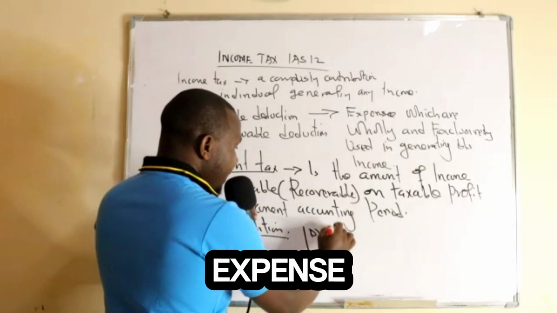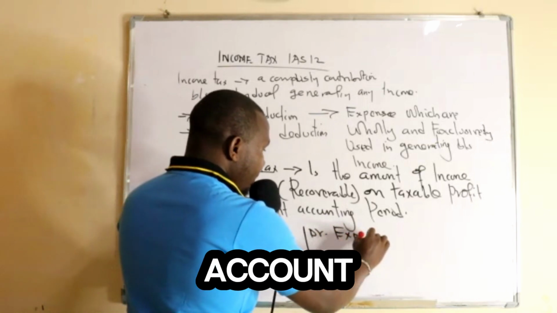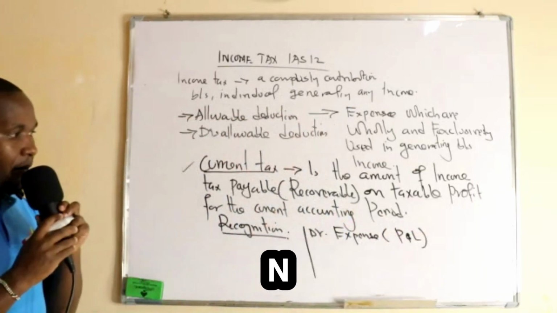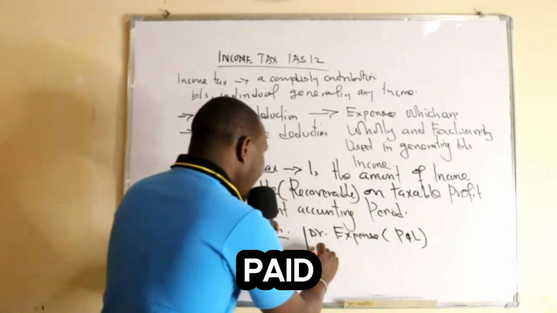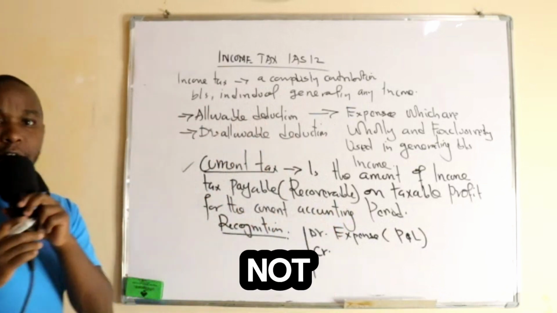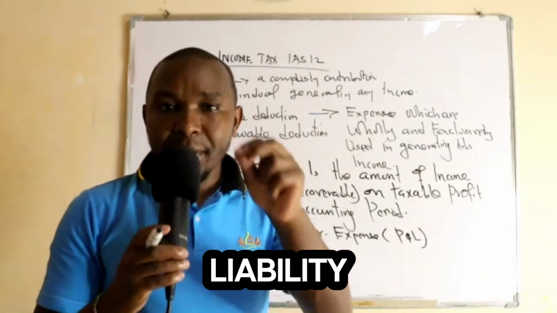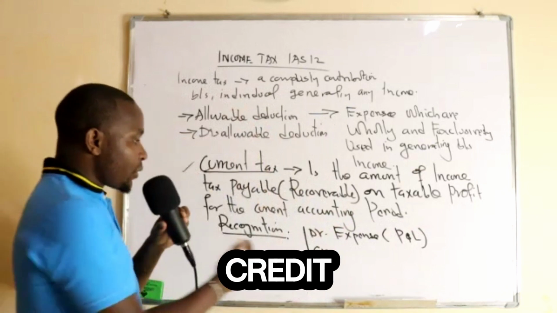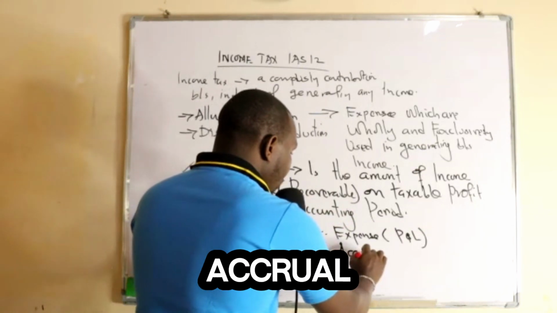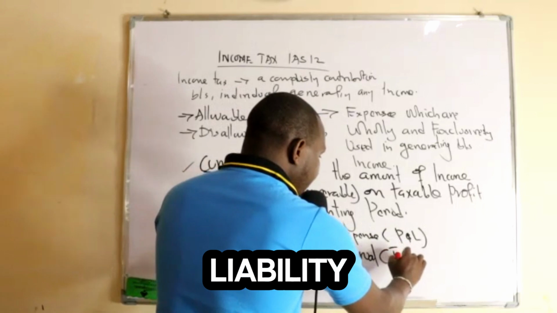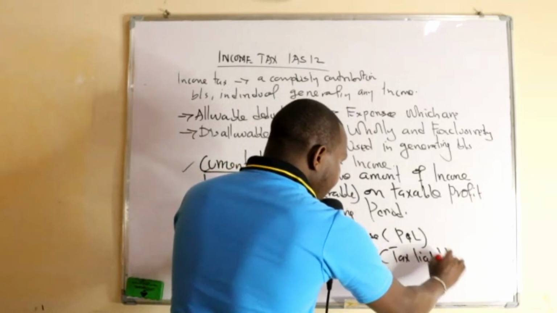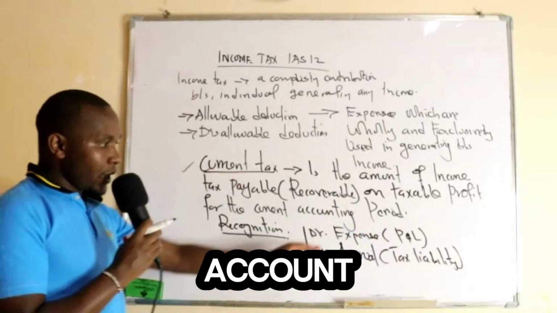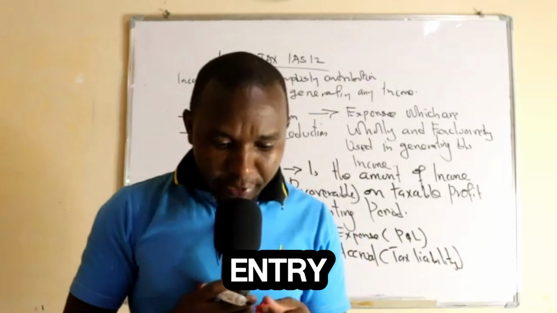You debit the expense account, which is basically the P&L. And then if you have not paid this current tax, it is a liability. So you accrue. You credit accrual, which is basically the tax liability. So this is how we account for the current tax. That is the journal entry for the current tax.